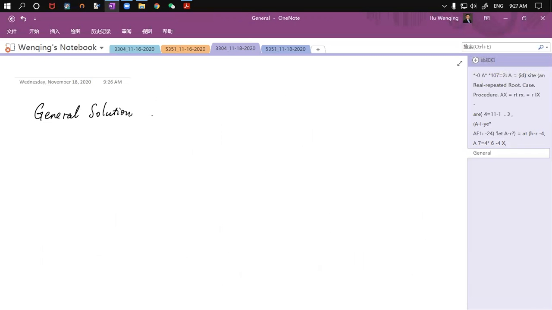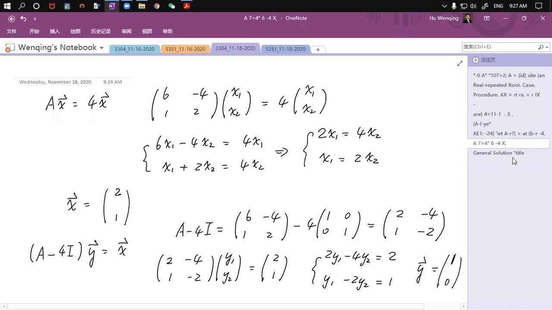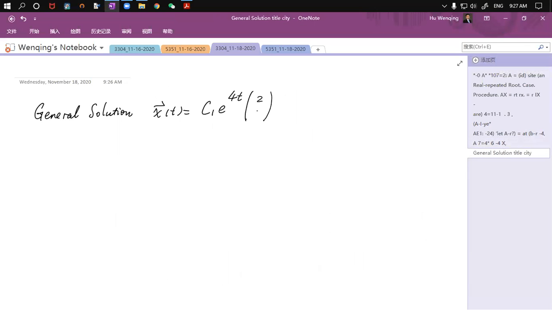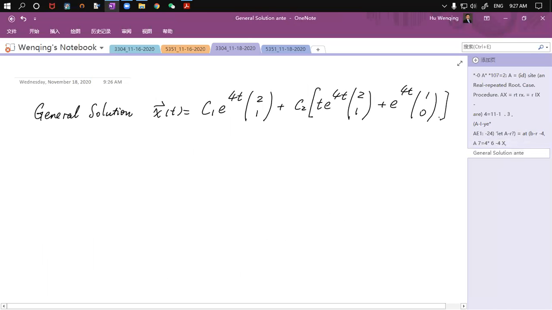So the general solution to the problem is going to be given by x of t is c1 e to the power of 4t multiplied by x. What is x? Well, x is equal to 2 and 1. Plus c2, and according to our formula, we first have t e to the power of 4t, then e to the power of 4t, there is no t here, multiplied by the second vector, which is 1 and 0. That's going to be the general solution. Is that good for everybody?